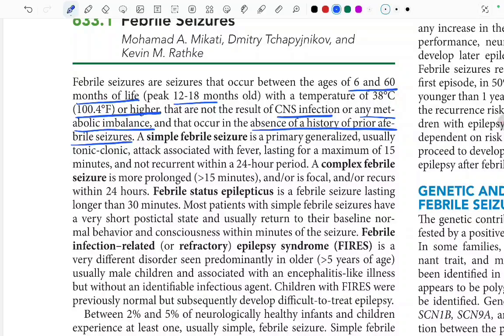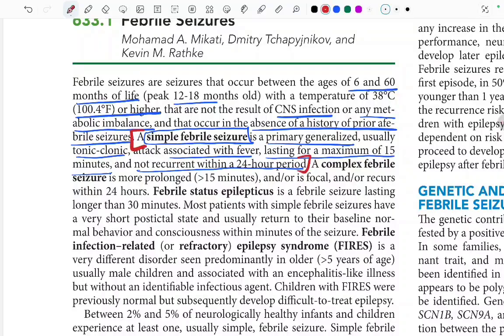A simple febrile seizure is a primary generalized, usually tonic-clonic attack associated with fever lasting for a maximum of 15 minutes and not recurrent within a 24-hour period. This is the definition of a simple febrile seizure. What is a simple febrile seizure? It is primarily generalized, usually tonic-clonic, associated with fever, lasting a maximum of 15 minutes, and does not recur within a 24-hour period.